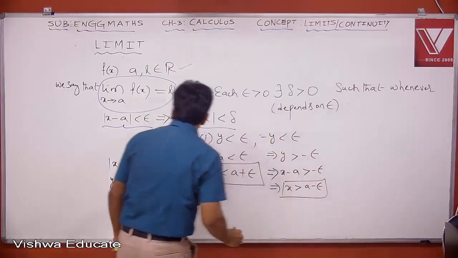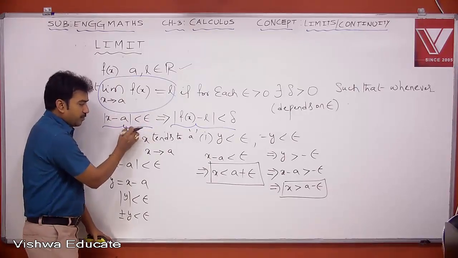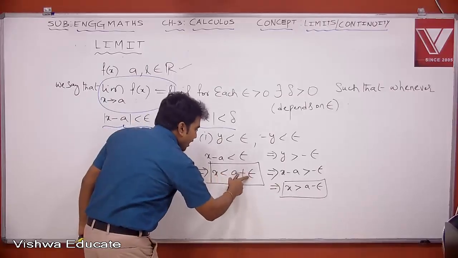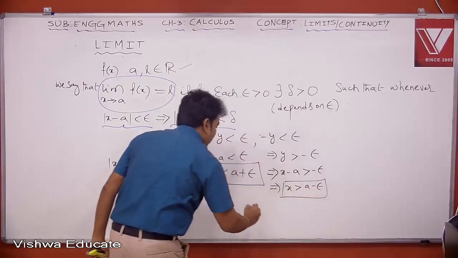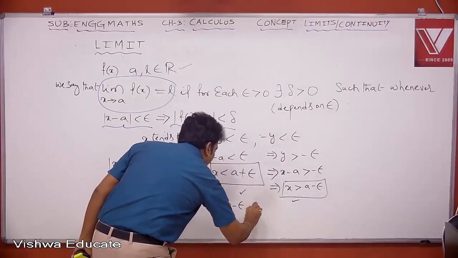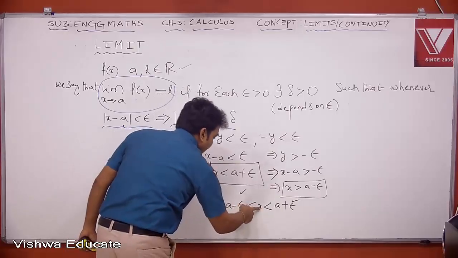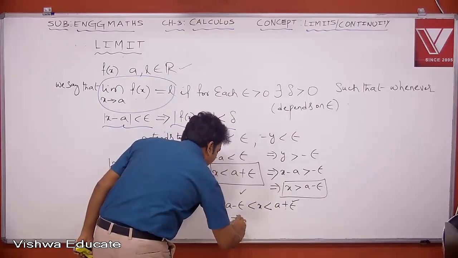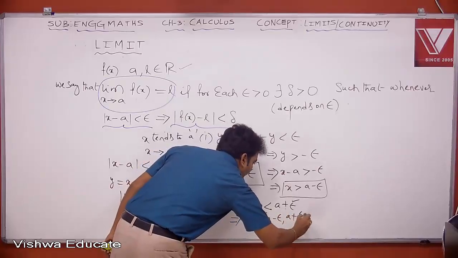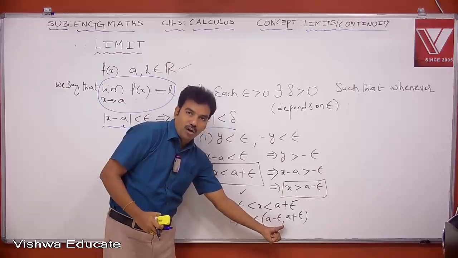Now you can see this equation, modulus of x minus a less than epsilon. What does it mean? It is a combination of two inequalities: x is less than a plus epsilon and x is greater than a minus epsilon. When you combine these, I get a minus epsilon less than x less than a plus epsilon. This implies x belongs to the open interval a minus epsilon comma a plus epsilon. So basically, this is a neighborhood of a.